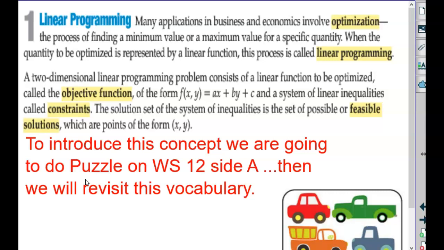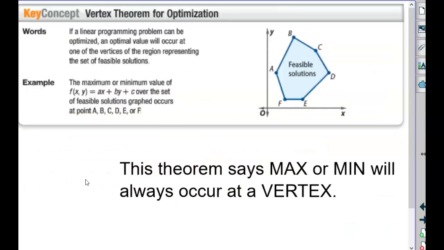Those were the constraints. After you have shaded in, and we found that weird shaped little box thing with all the corners, that was where all the possibilities existed. That is called the feasible solution or feasible region. All right. Now, we did worksheet 12B yesterday, so I'm not going to take time to do 12A right now.